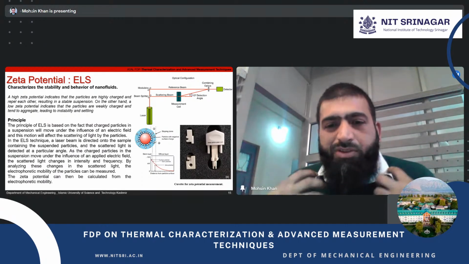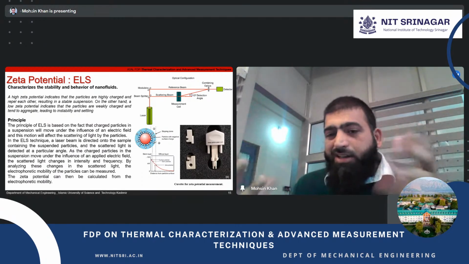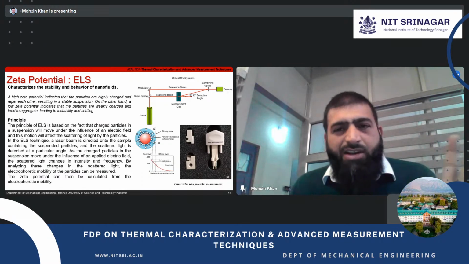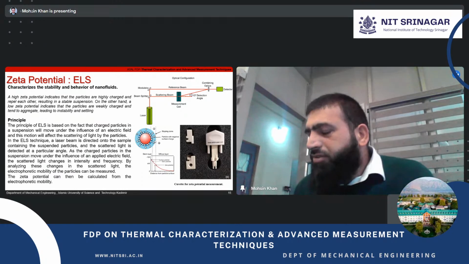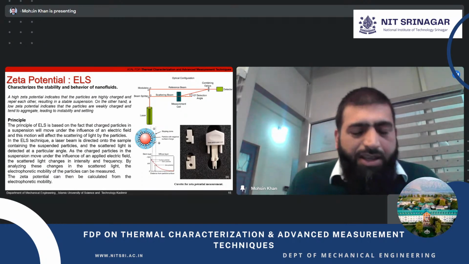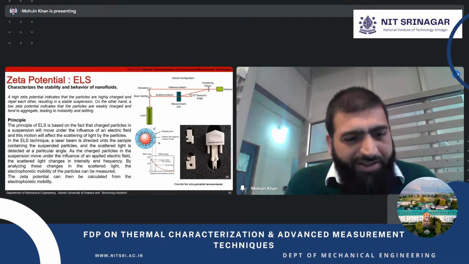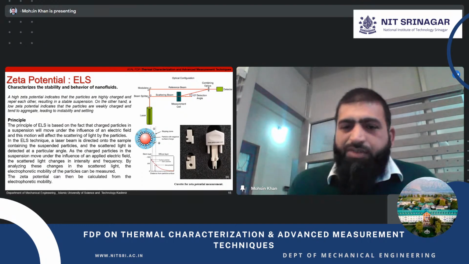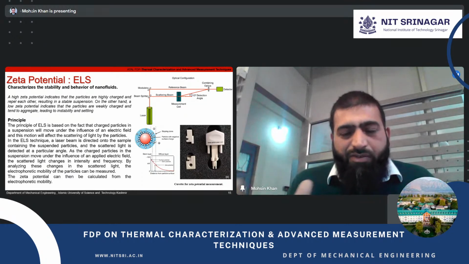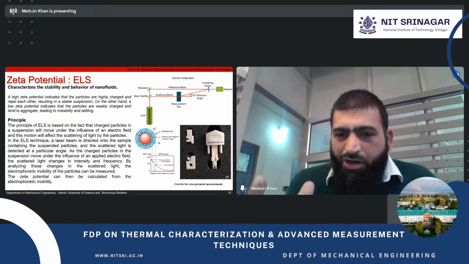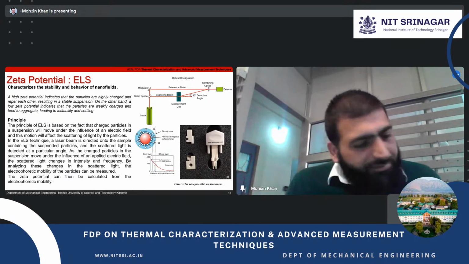If it's very less, then the particle doesn't have a good bonding with the liquid surface. So essentially what we try to do is increase the zeta potential. There are various techniques by which you can increase the zeta potential, which include the use of surfactants, use of modifiers, and different things. They ensure that the zeta potential gets increased and the particle has a very good bonding with the liquid surface.